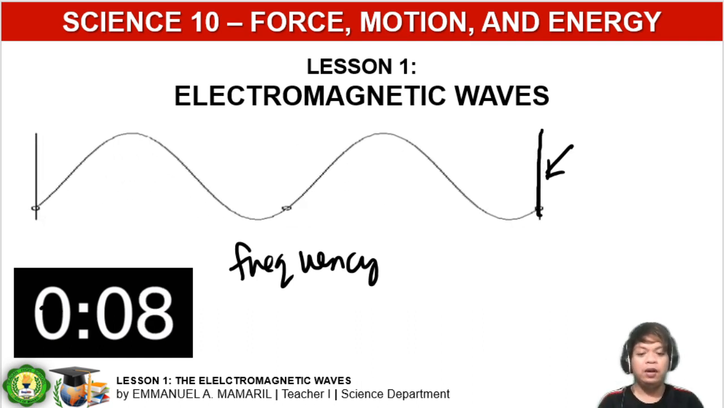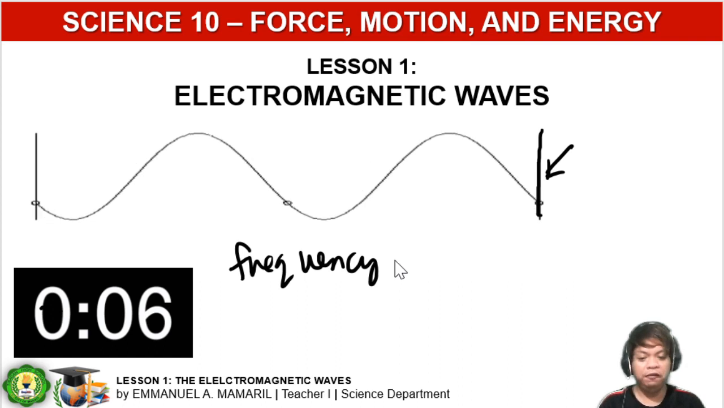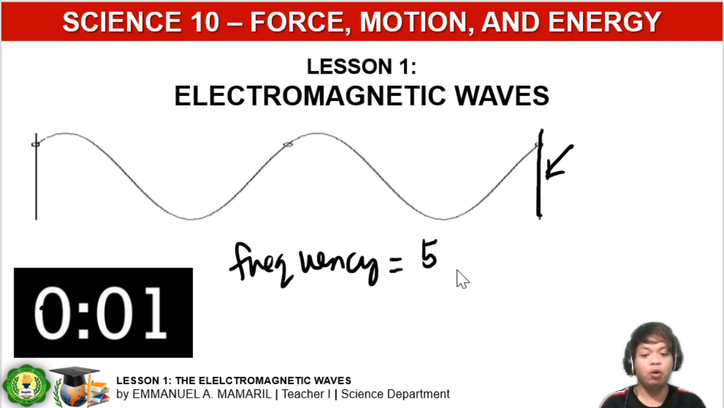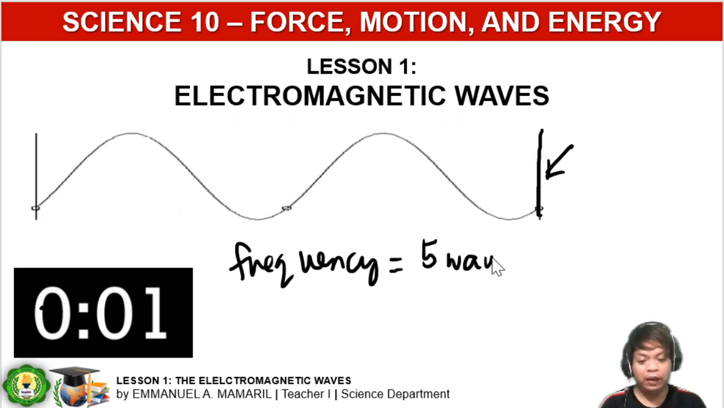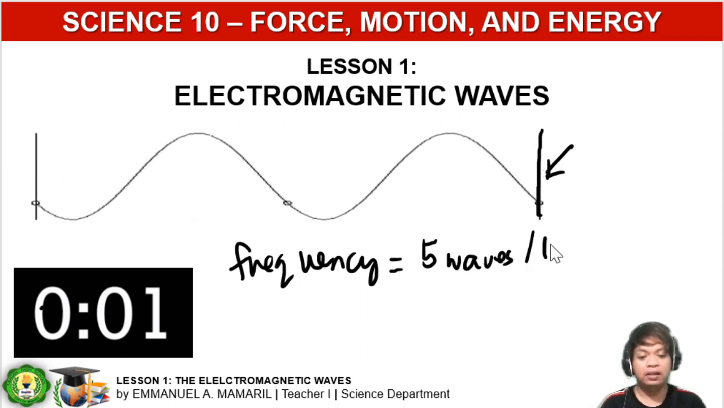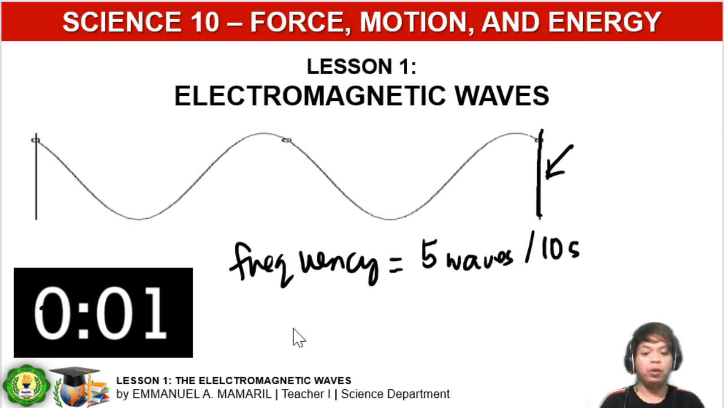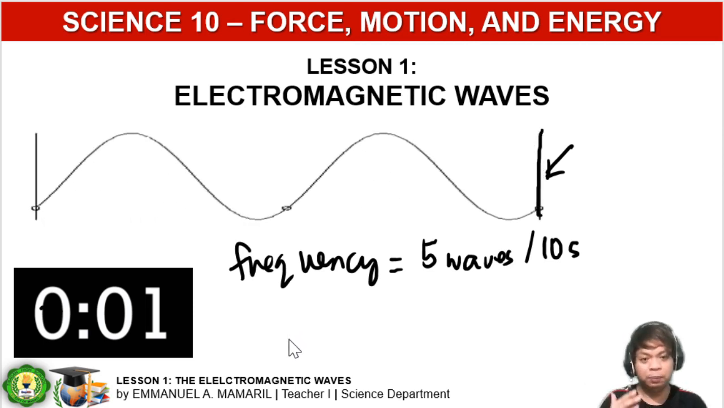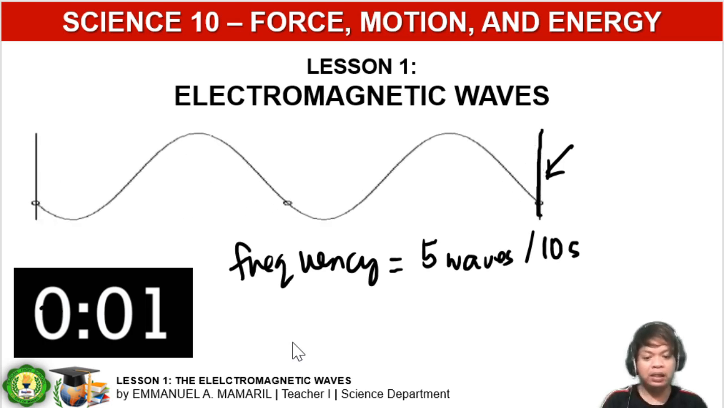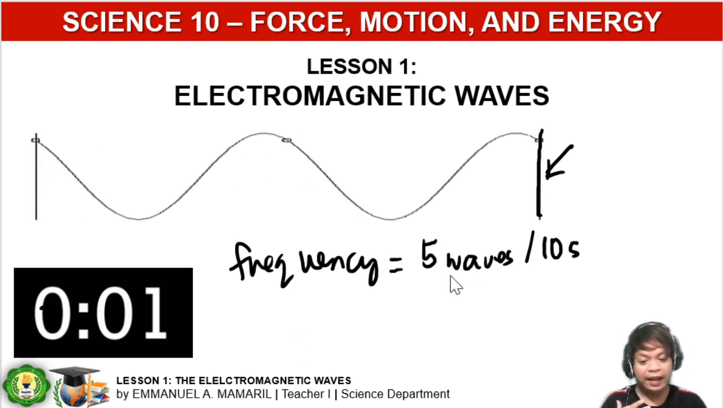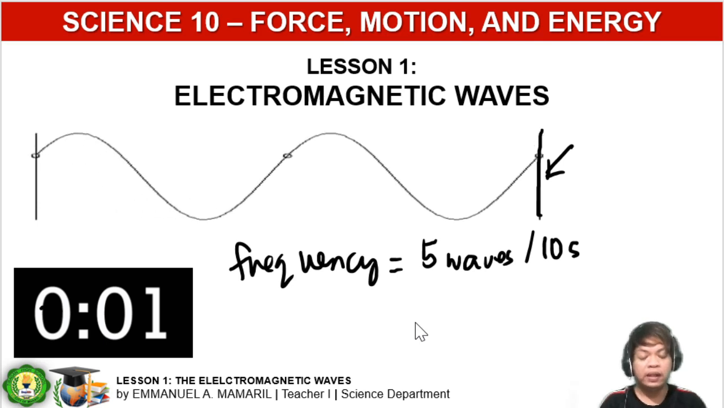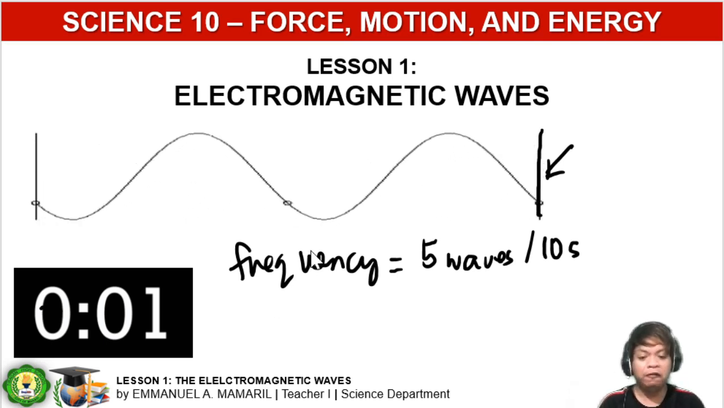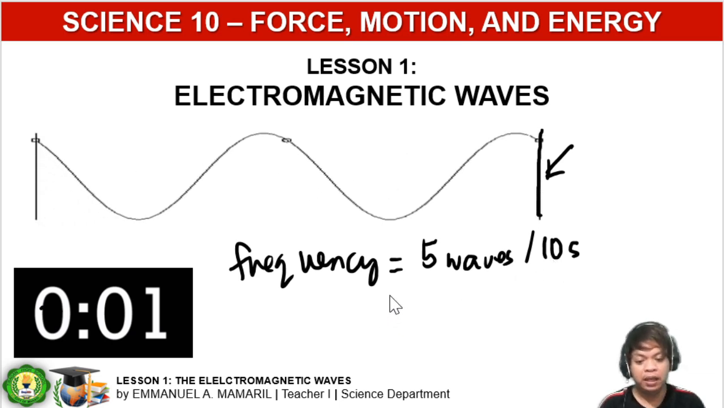Alright, so sa loob ng 10 seconds, if you counted 5, then you're correct. So there are 5 waves na dumaan sa loob ng 10 seconds, no? So the frequency of this wave is known as 5 waves per 10 seconds, or in mathematics, kapag may per or nakakita kayo ng ganyan, we use the operation of division, no? So we divide them. So 5 divided by 10 is simply 0.5.